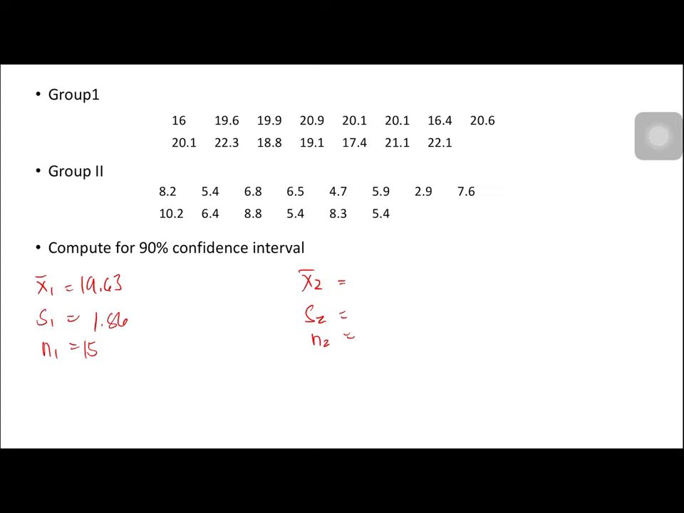Okay, we have there 8.2, 10.2, 5.4, 6.4, 6.8, 8.8, 6.5, 5.4, 4.7, 8.3, 5.9, 5.4, 2.9, 7.6. Okay? So we have there 1, 2, 3, 4, 5, 6, 7, 14. Okay? So for the mean, we have 6.61. And for the standard deviation, we have there 1.89. Okay?